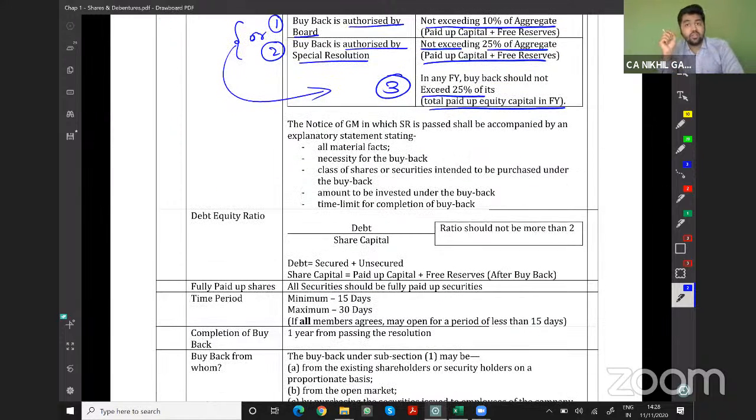Notice of the general meeting in which the special resolution is passed shall be accompanied by an explanatory statement stating all the material facts and so on.